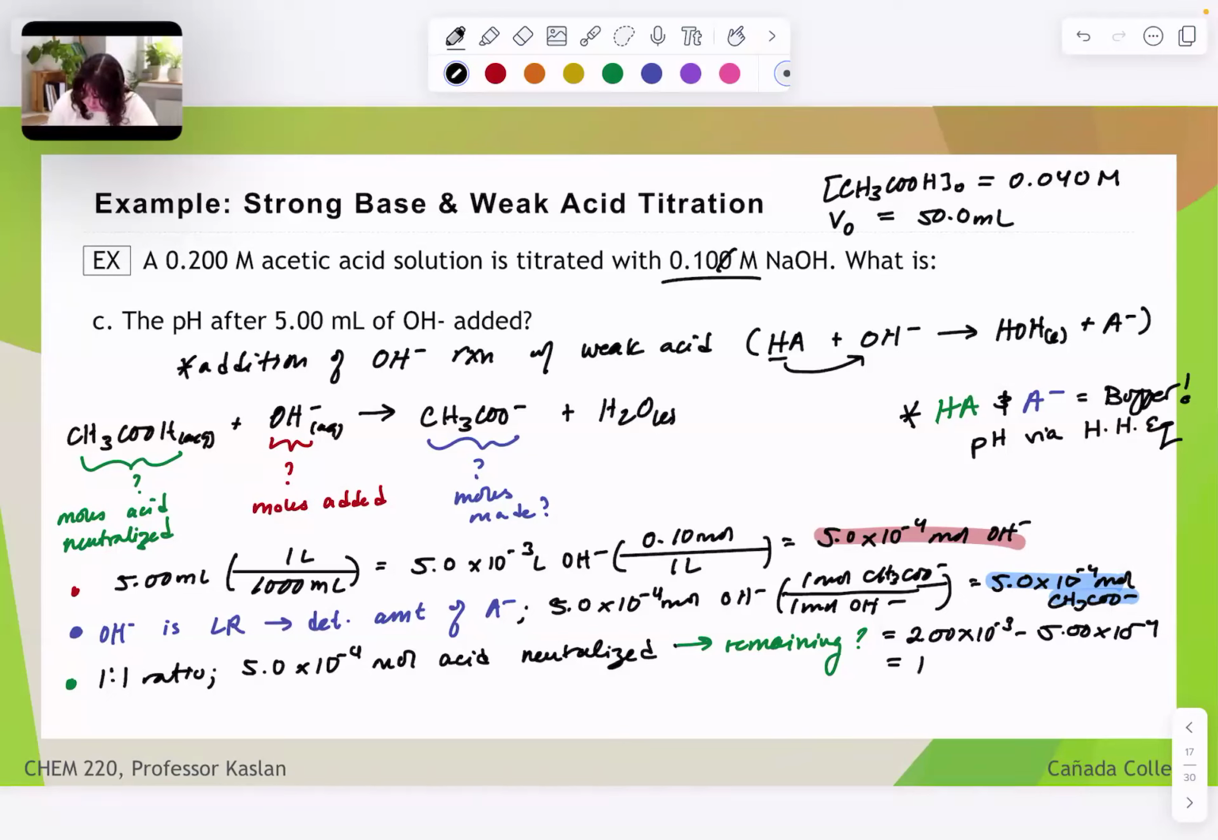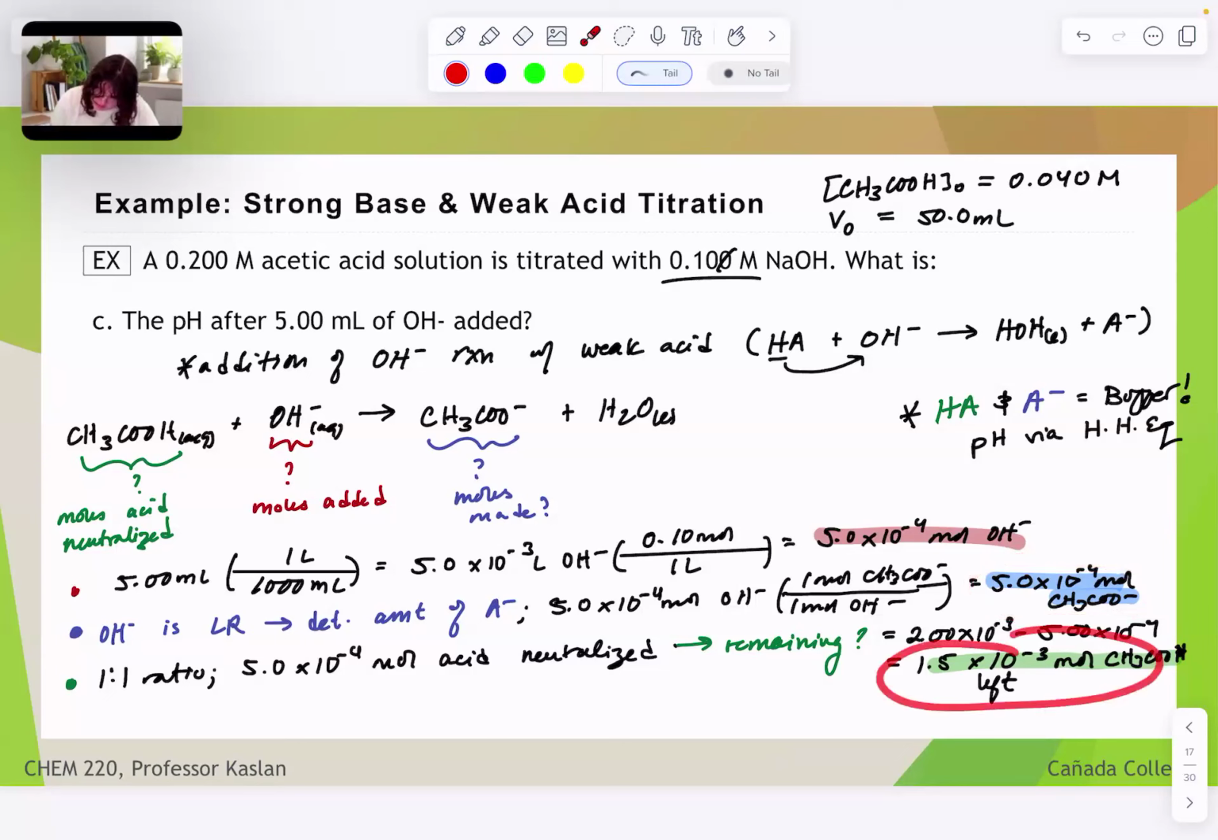Okay, this gives me 1.5 times 10 to the negative 3 moles of acetic acid left. And why did I need the amount left? Remember, we are going to find the pH using the Henderson-Hasselbalch equation because we now have conjugate base and acid in the beaker in similar-ish quantities.